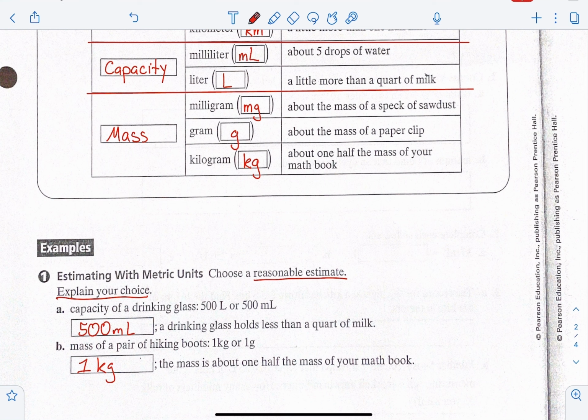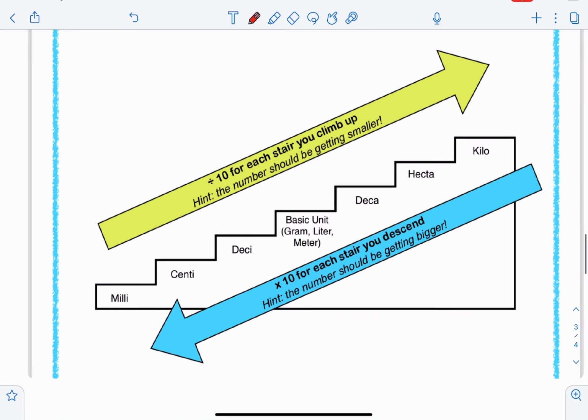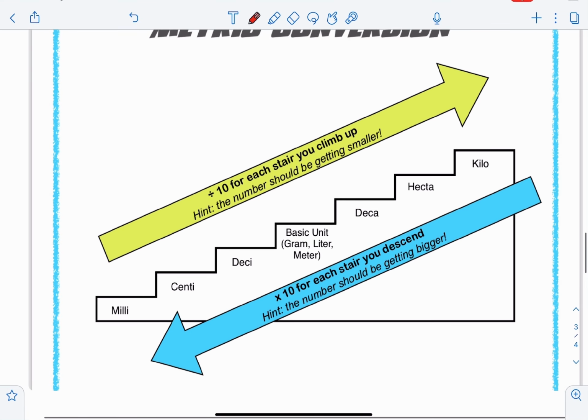Okay, before we do the back side, we're going to look at your second sheet. You have a metric conversion sheet, and it looks something like this. Yours aren't color, but this is what it looks like. So notice how they have milli, centi, deci, deca, hecta, kilo. And then here it says basic unit of gram, liter, or meter. So you could have a millimeter, you could have a milligram, you could have a milliliter. So it doesn't matter the second half of the word as much as the first half of the word.